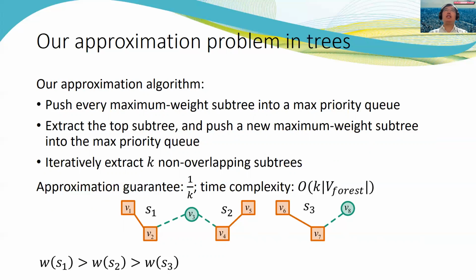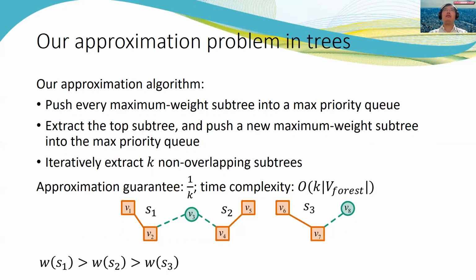For example, given 2 non-overlapping trays in this figure, we first push S1 and S3 into the priority queue, since they are the maximum weight subtrays in the 2 trays. We extract S1. After extracting S1, we find S2 as a new maximum weight subtray in the left tray. We push S2 into the priority queue. If k equals 2, then we extract S1 and S2 as a solution.